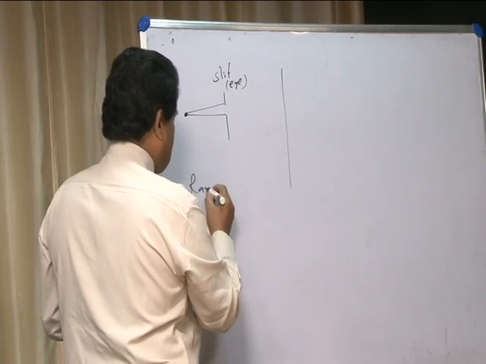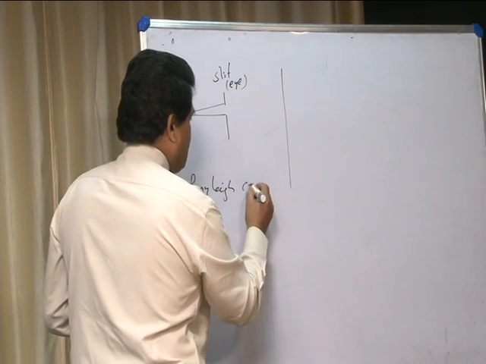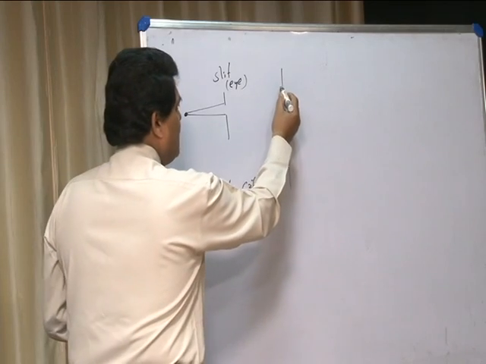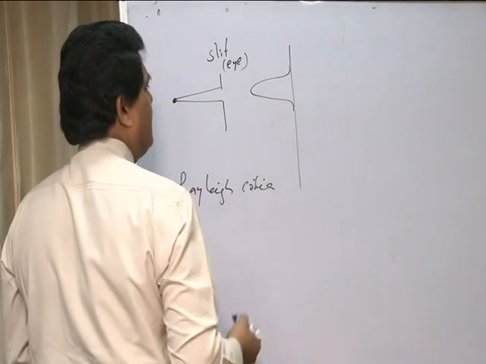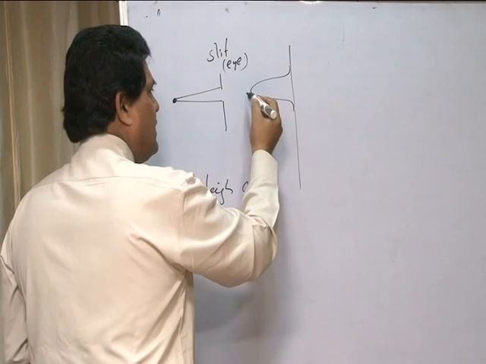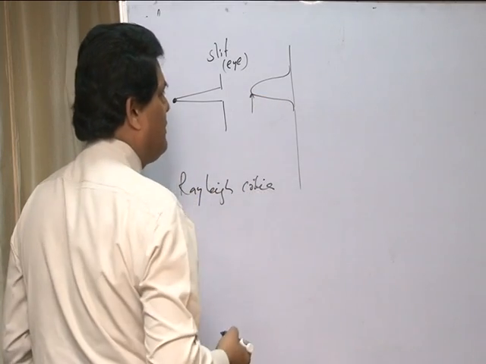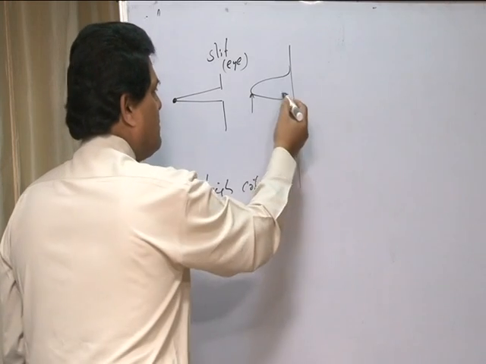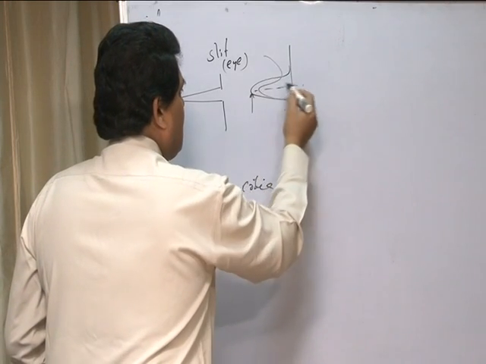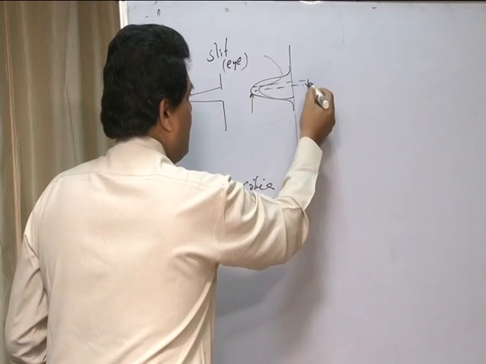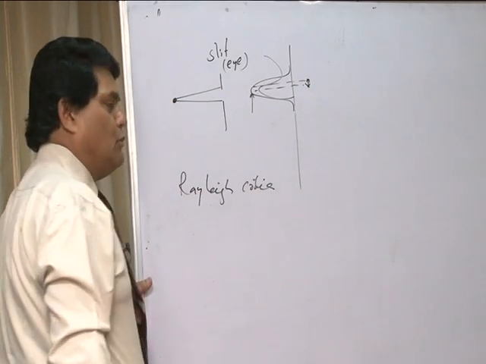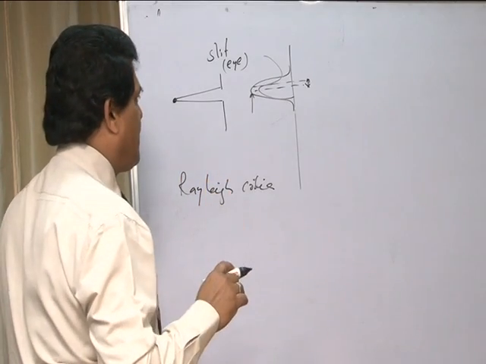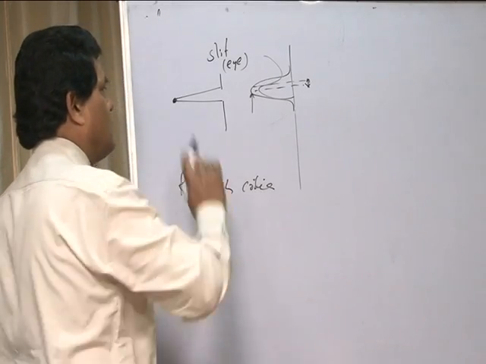Now, as per Rayleigh's criterion, if these two objects form a prominent peak like this, that means the maximum of the first object almost coincides with the maximum of the other object, and this distance is very small, then though the objects are close by, we cannot resolve them. So there is no question that we can see them separately.